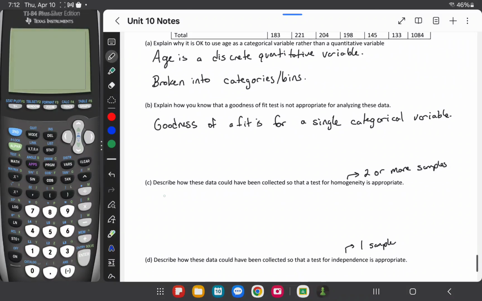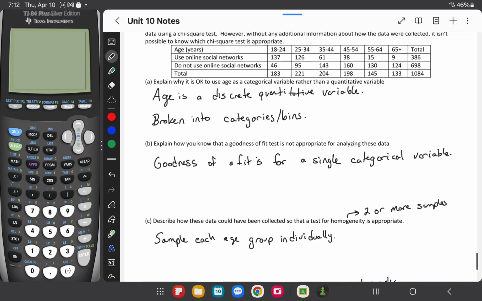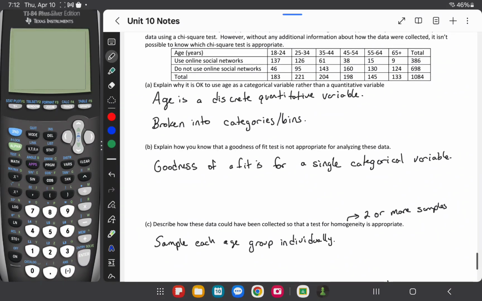So in order for C to work, I would say that we would sample each age group individually, and then a chi-square test for homogeneity would be appropriate. In other words, we would just go find a group of 18 to 24-year-olds. We'd ask how many use online social networks versus how many do not. And then we would find a similar group of 25 to 34-year-olds and so on and so forth, and basically collect each sample based on age.